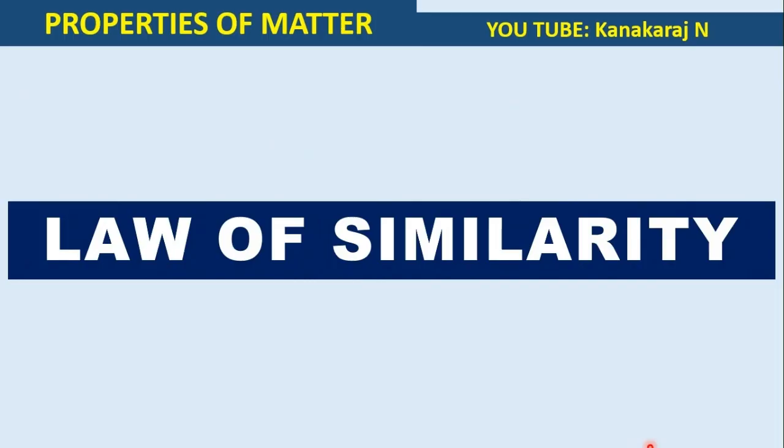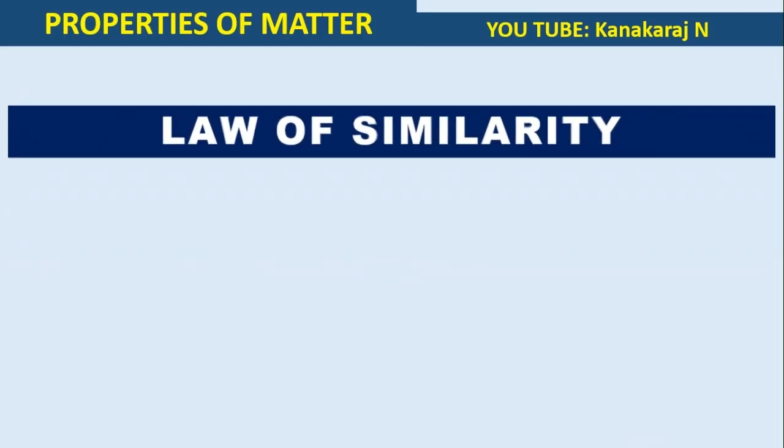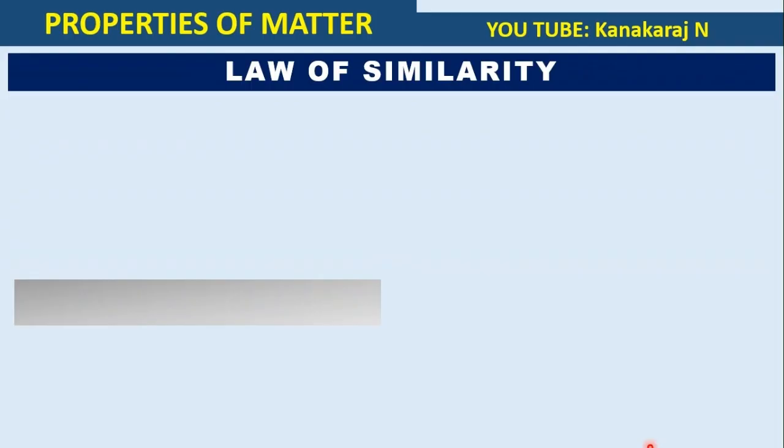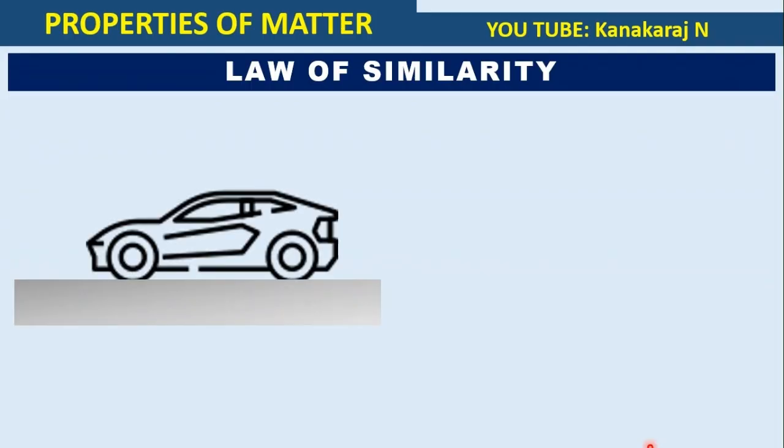Law of similarity. Here you have a car in a wind tunnel. The wind velocity is V. The height of the car is d. Then the Reynolds number Rc equals rho V d upon eta.